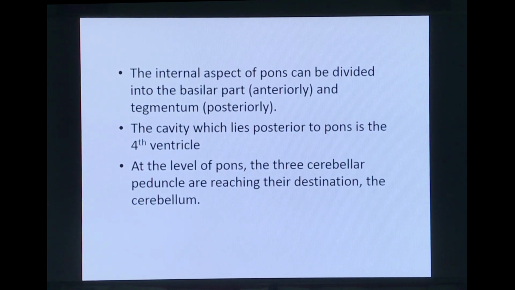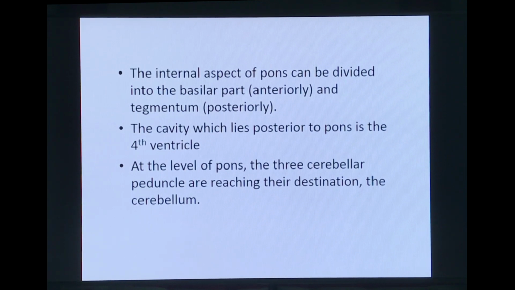When a section is taken in the Pons, the internal aspect of the Pons is divided into two parts. The anterior part is called the basilar part, and the posterior part is called the tegmentum. For descriptive purposes, they call the anterior aspect of the Pons the basilar part and the posterior part the tegmentum. And the cavity enclosed by the Pons is the fourth ventricle.